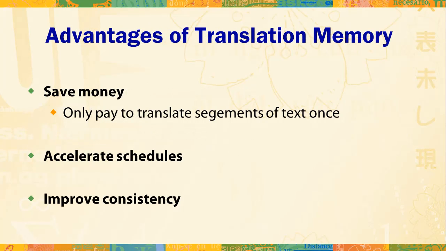The main advantage of translation memory is to save money. By reusing translations, you can pay just once to translate each segment of text and not have to keep paying for that same information to be translated every time an update is made or another similar product is released. It also allows you to speed up schedules, particularly for updates, since the entire content does not need to be translated again. And finally, it improves consistency, ensuring translators refer to the same steps in the same way every time.